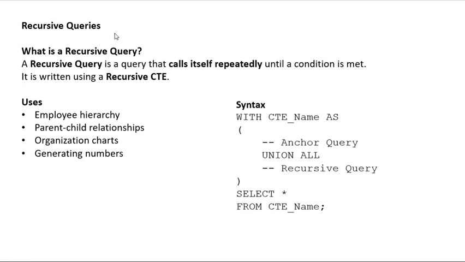Recursive queries. What is a recursive query? A recursive query is a query that calls itself repeatedly until a condition is met. It is written using a recursive CTE and is used for employee hierarchies, parent and child relationships, organization charts, and generating sequences of numbers.